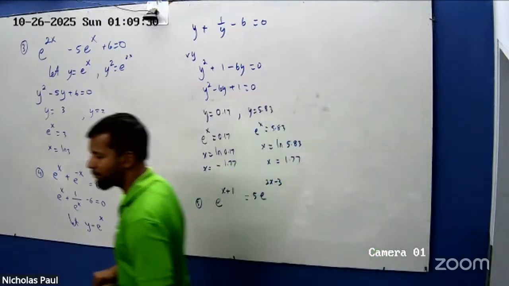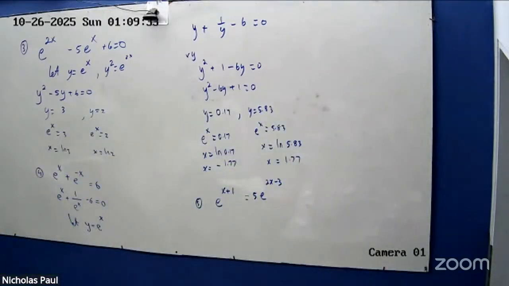Try that one. e to the x plus 1 is 5e to the 2x minus 3. So solve for x, right?